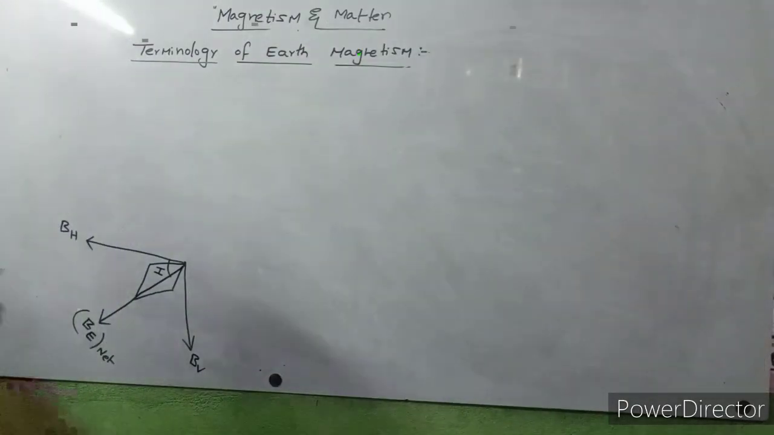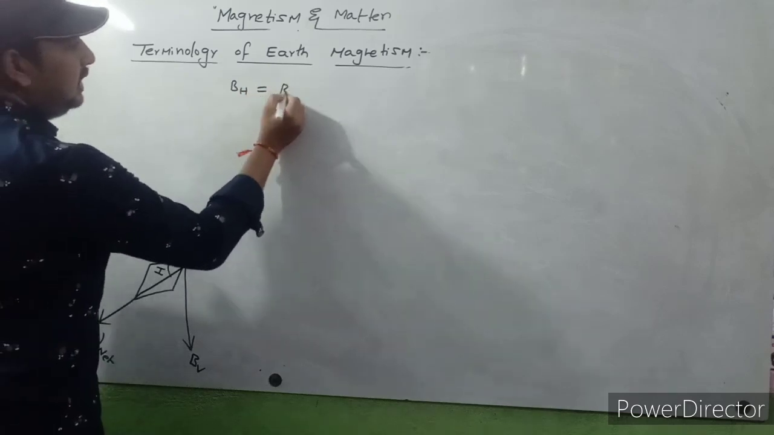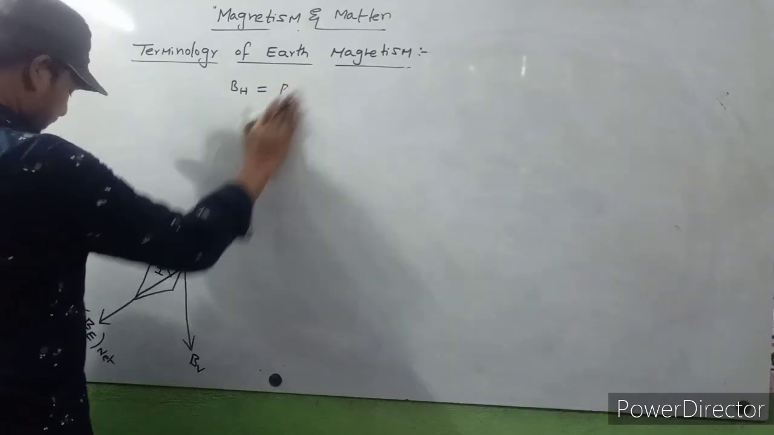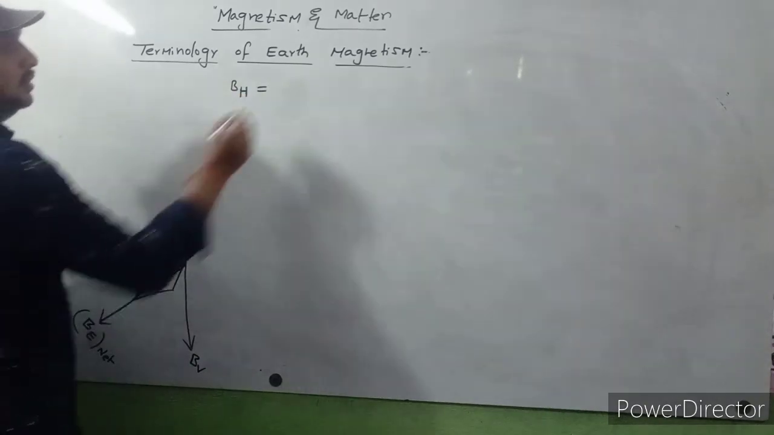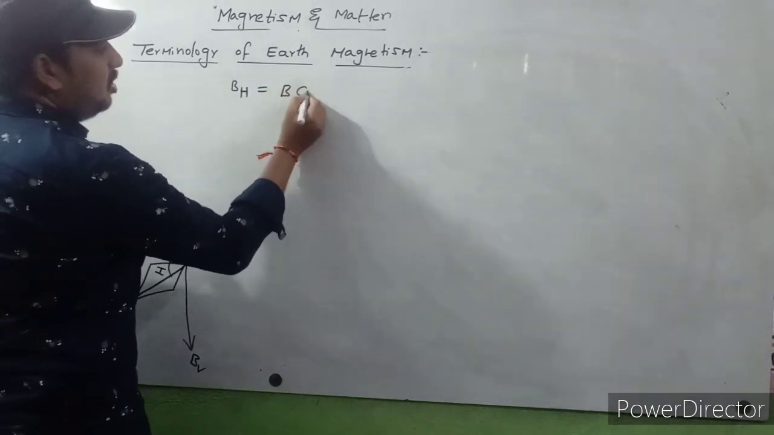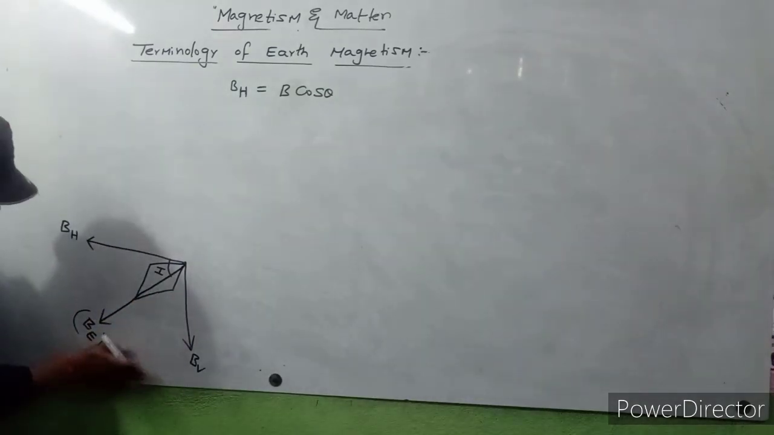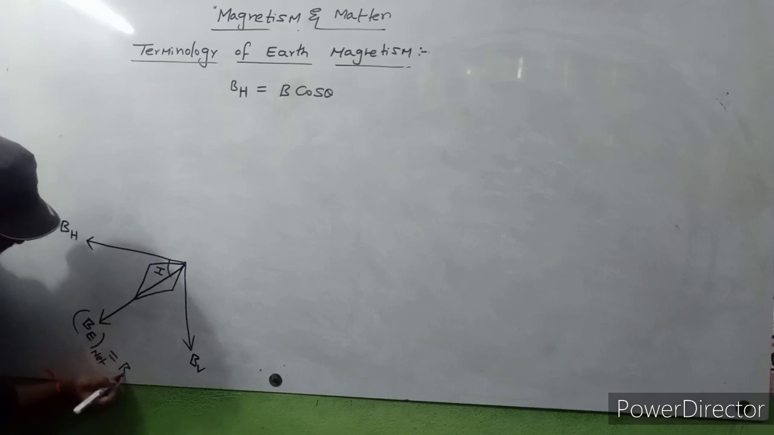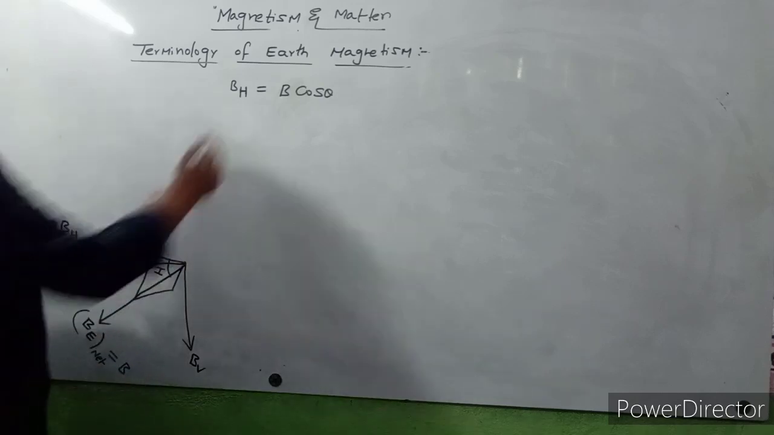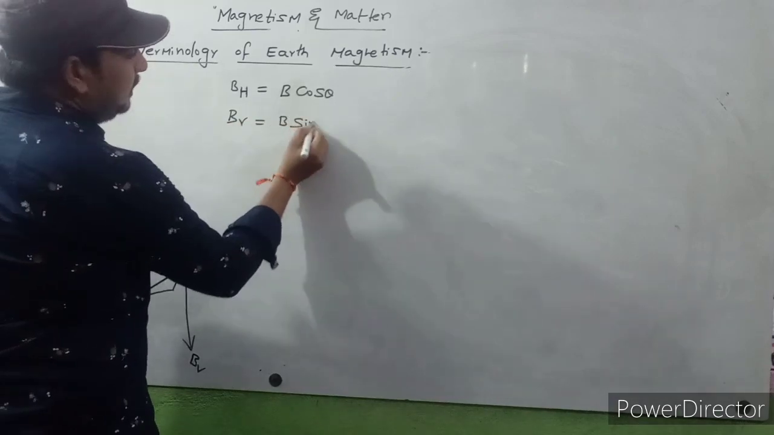So here this is case 3. In this, BH is equal to BE cos theta. Here I consider BE net is equal to B. So BH is equal to B cos theta, BV is equal to B sin theta.